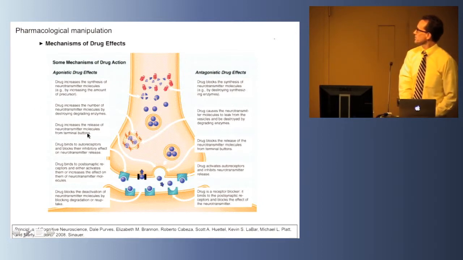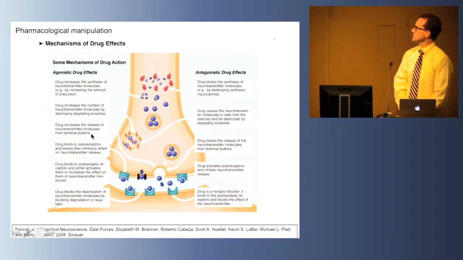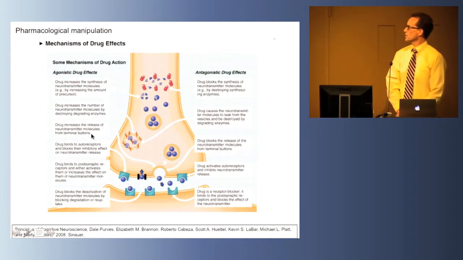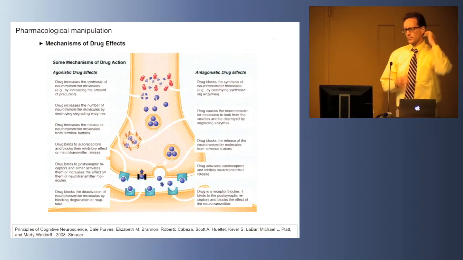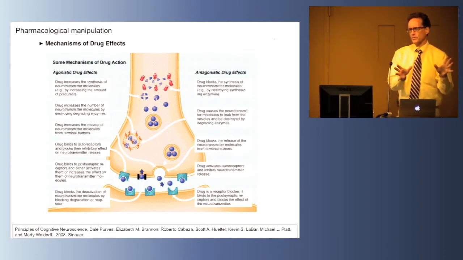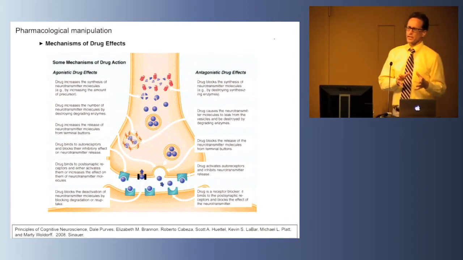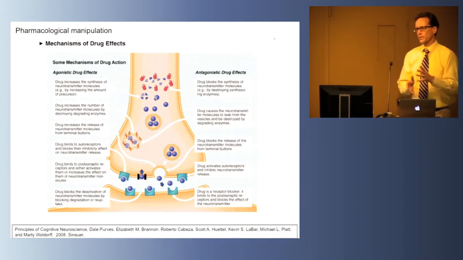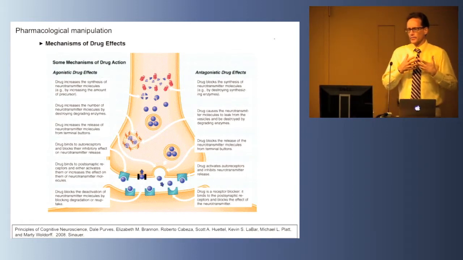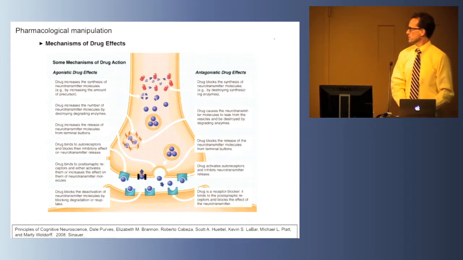We can also have a drug that increases the release of the neurotransmitter molecules in the terminal. All right? So the process of the vesicle binding and releasing the neurotransmitter is itself, like all processes, error-prone. And so drugs that allow that to be more efficient and release more neurotransmitter will have an agonist effect.